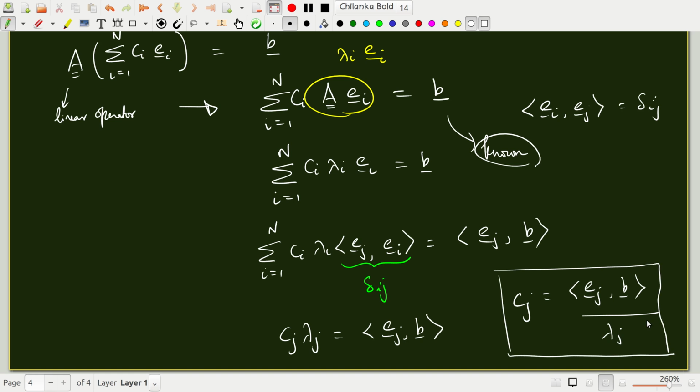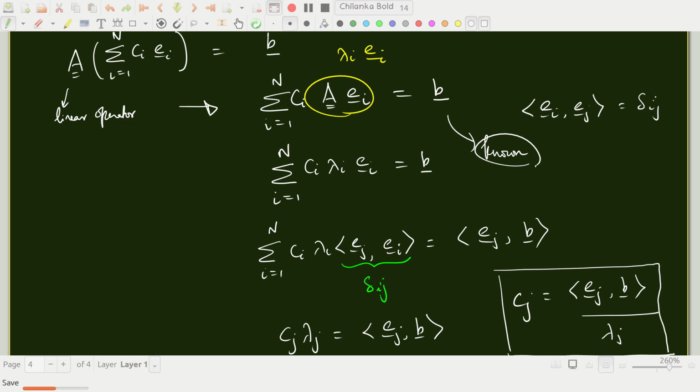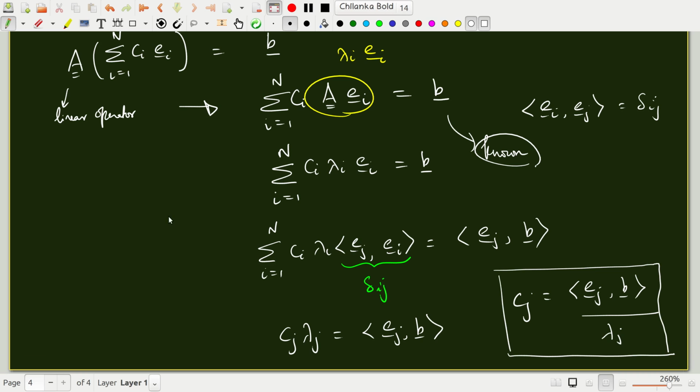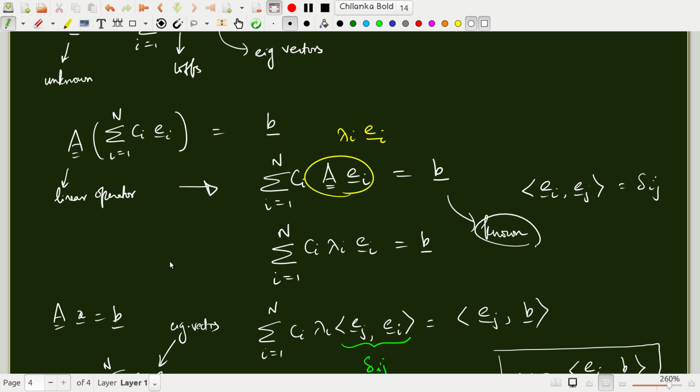Okay, so this is the solution to the problem Ax is equal to B, because once I know the Cj's, I know what x is, because x is nothing but the sum over j equal to 1 to n of Cj Ej, and I know the eigenvectors already. I have solved the eigenvalue problem. Now you might say, what is the advantage of this?